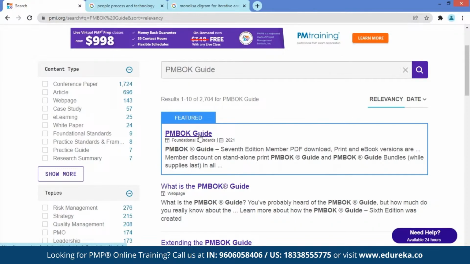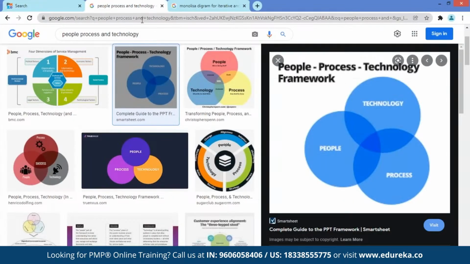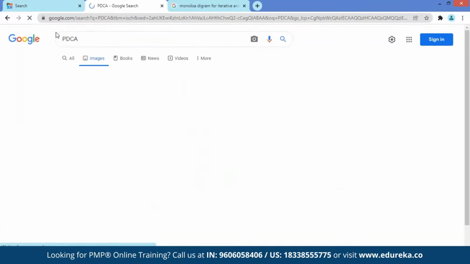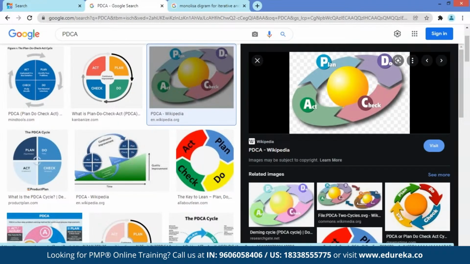So coming back, it's not exactly a methodology, but it's a guide to project management. It breaks down the entire project management processes into 5 different phases. As I told you, this is very similar to the philosophy that was made popular by Sir William Edward Deming, which is called the PDCA cycle. What does PDCA stand for? PDCA stands for Plan, Do, Check, and Act.